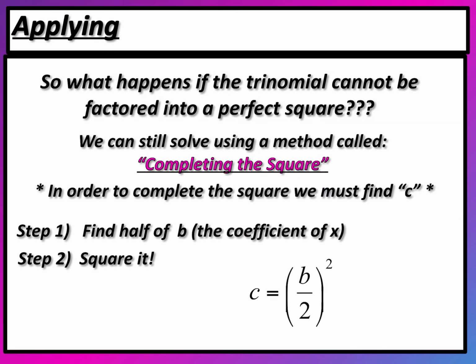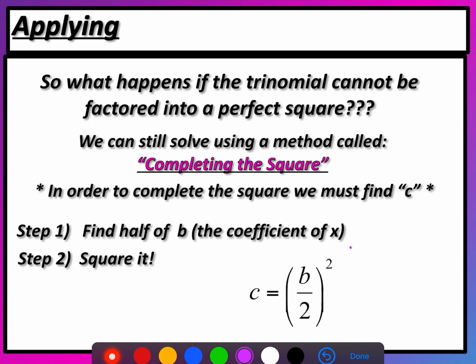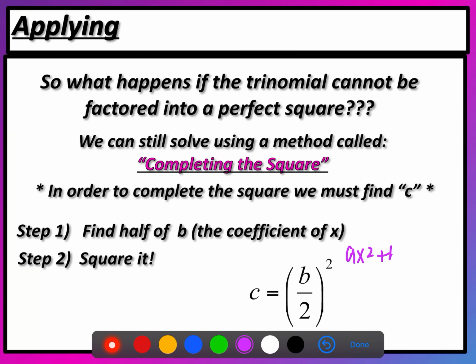Okay, so we use a formula and we find a new c value. Okay, so ax squared plus bx plus c. So that c is what we look for to be the perfect square. So if we use this formula and we plug in a new c value, we can turn any old equation into a perfect square trinomial. Okay, so we take b over 2, that's the middle, and then we square it.